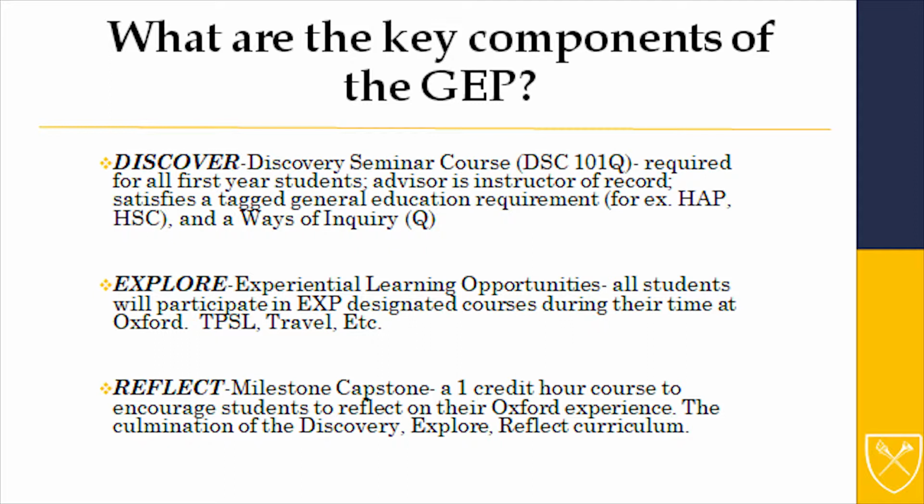Students will also take at least one course tagged as Experiential Learning. Experiential learning includes travel courses, theory, practice, service learning classes, research opportunities, and several other types of classes. The Milestone Project will be completed in a student's final semester and will give students an opportunity to reflect on all their previous courses and experiences at Oxford.